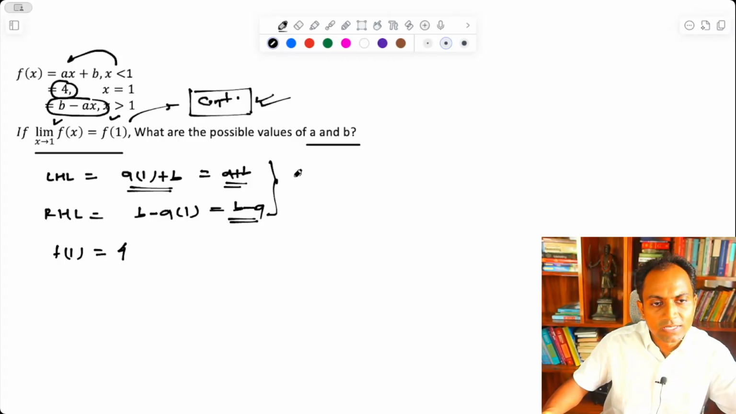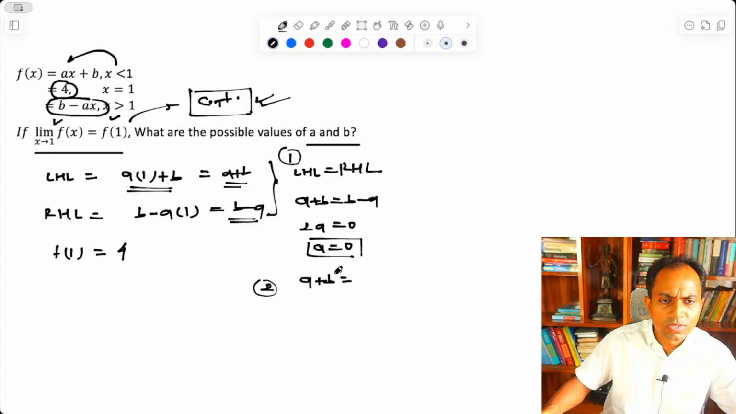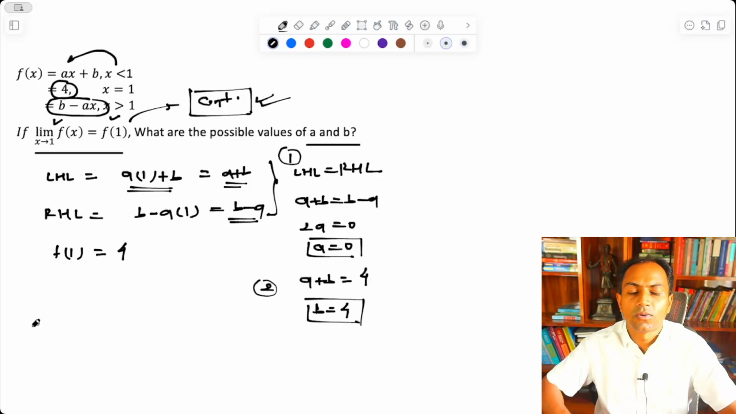For the limit to exist, this should be equal. So, LHL should be equal to RHL. The first condition is a plus b should be equal to b minus a. That would mean twice of a should be equal to 0, so a comes out to be 0. This is the first condition. Another thing that we can use from here is the value of the function. I can use a plus b, and let us take 1, should be equal to 4. Since a is already 0, b comes out to be 4. So, using these two conditions, we were easily able to solve and get an answer.